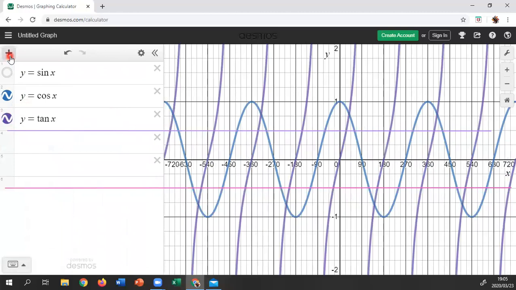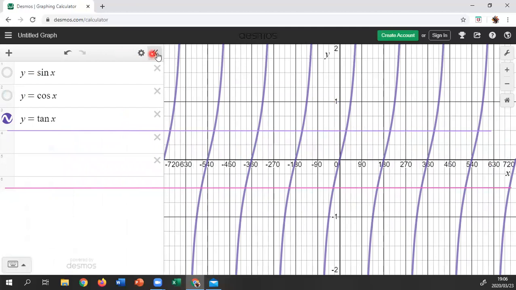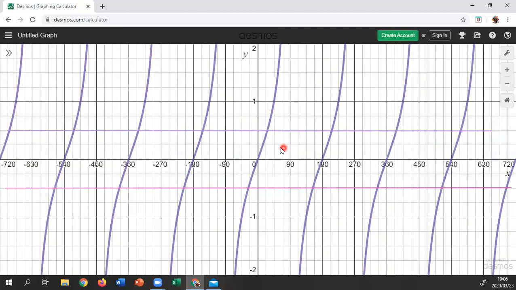Something interesting about the tangent is that, look at this, from 0 to 90, look at that, the tangent is going up. From 180 to 270, the same pattern. Now I want you to establish something here. In the first and the third quadrant, in other words, the tangent is behaving exactly the same way.